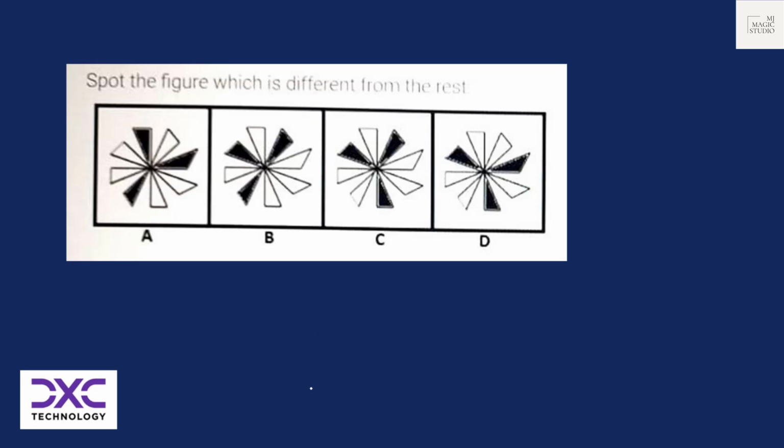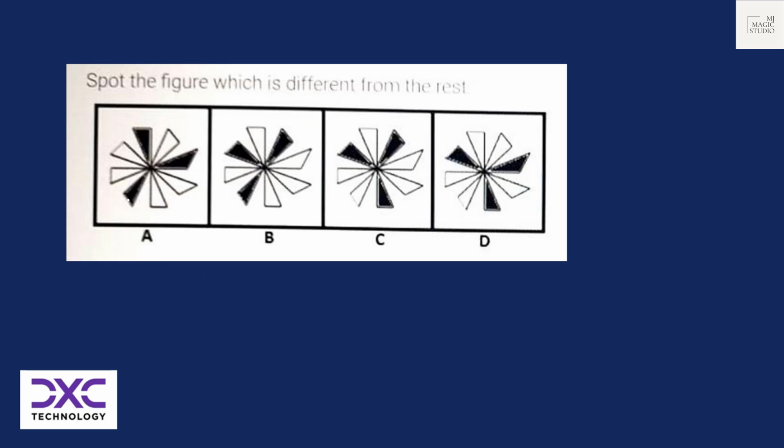Now, in the last section of this session, we have got a few visual reasoning sample questions, which are like mirror image, water image, or classification based, or complete the series type of question. This one is from classification. Spot the figure which is different from the rest.